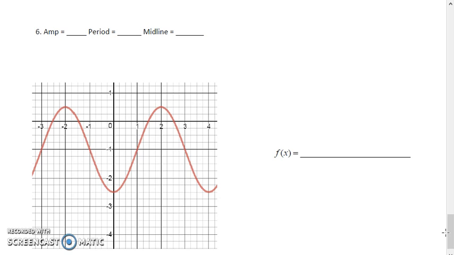Okay, so if you notice, the highest point is at 0.5. The lowest is at negative 2.5. Now my pen is working again. So mark down negative 2.5 up to 0.5. Therefore, that's a distance of 3. Half of 3 is then 1.5. So from this lowest point, I'm going to go up 1.5. And my midline is then at negative 1. So my midline is y equals negative 1.